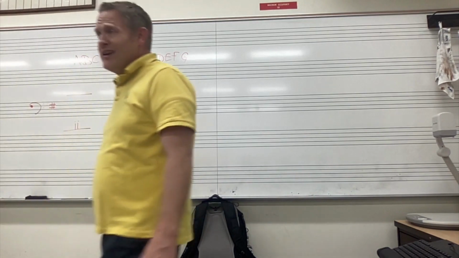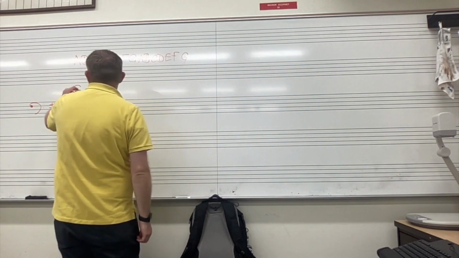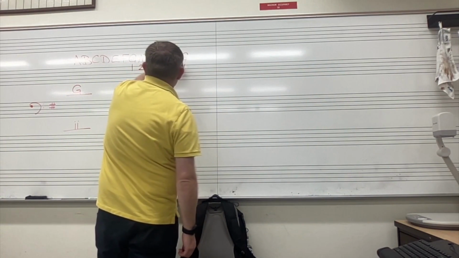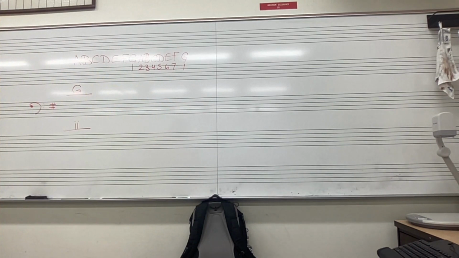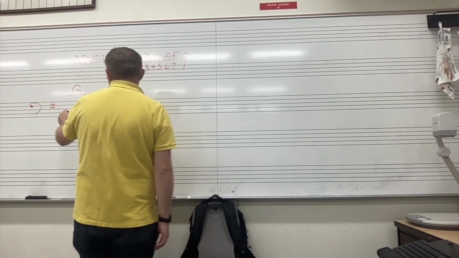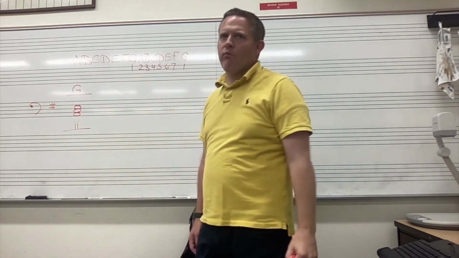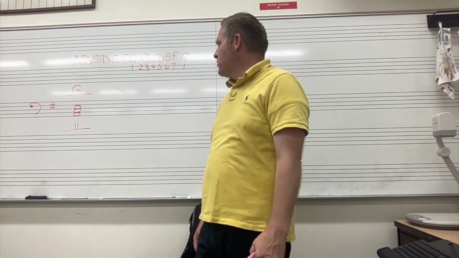Okay. What key am I in? 1 sharp. F sharp, so G major. If G is 1, what is my 2? What is my 2 chord? A minor. My 2 is A, yes? Am I done? No, you're doing your snowman. You have to build a snowman. I built my snowman. Then we're good, right? Yeah, 2 chord, A minor.